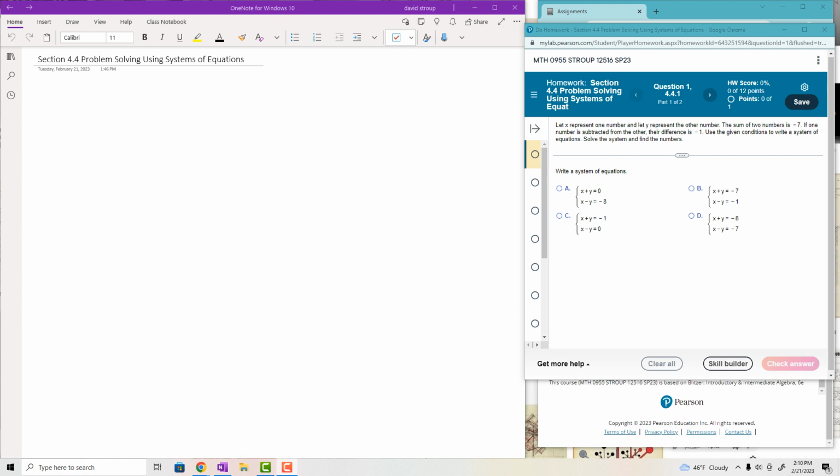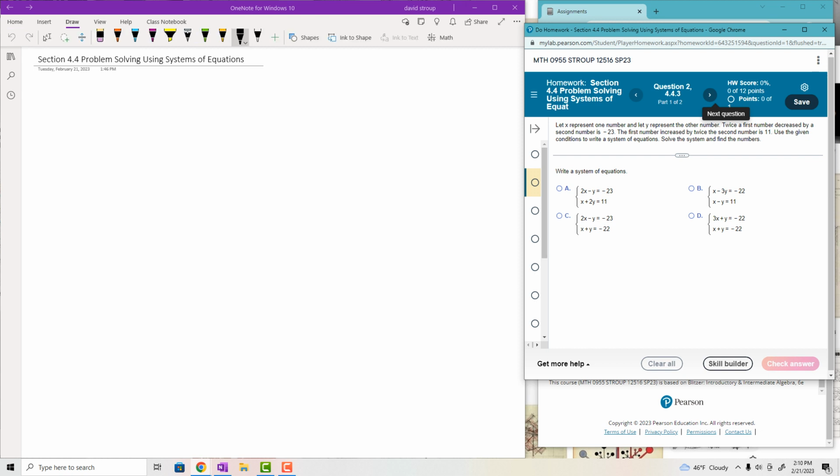Okay, this is now section 4.4, and we're going to apply the techniques we've learned through 4.1, 4.2, 4.3 to solving story problems. The first type of story problems are the ones where you're translating an English sentence into algebra, and they'll basically have two sentences, and one sentence will be one equation, the other sentence will be another equation. So let's look at number 2 here.